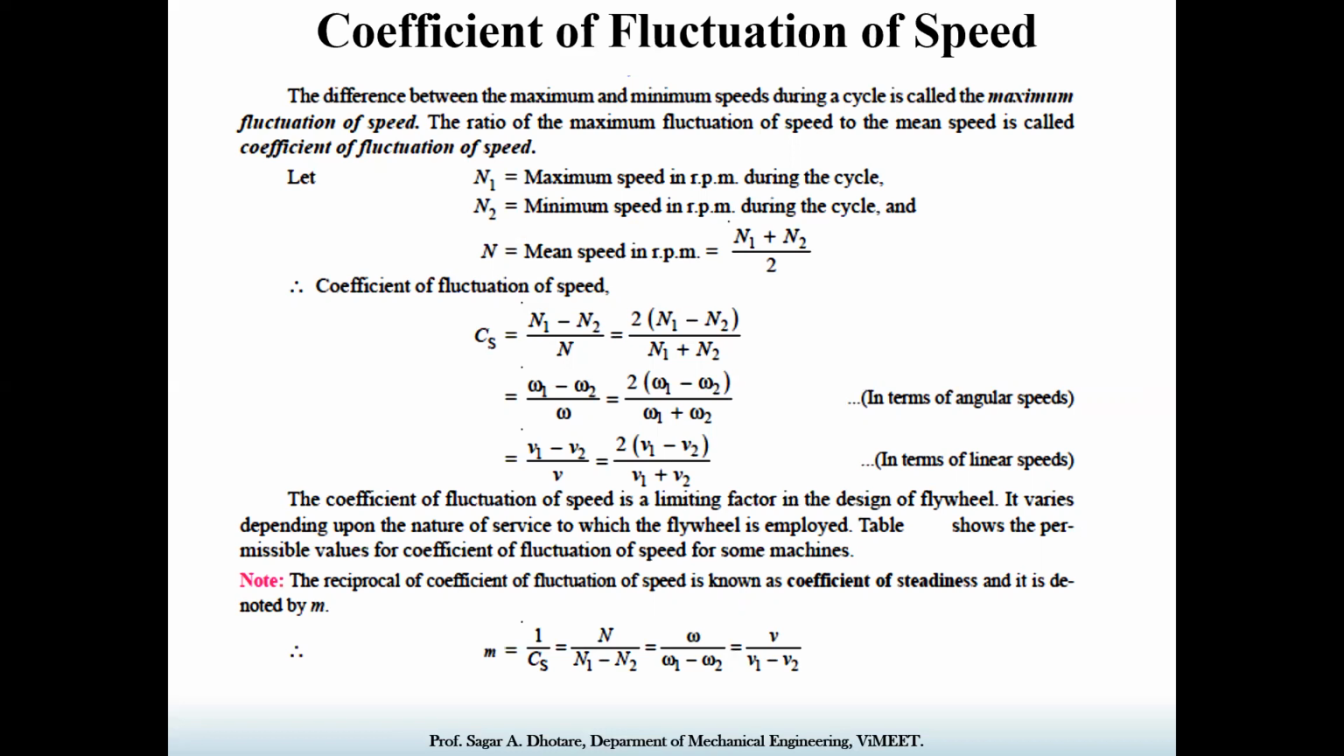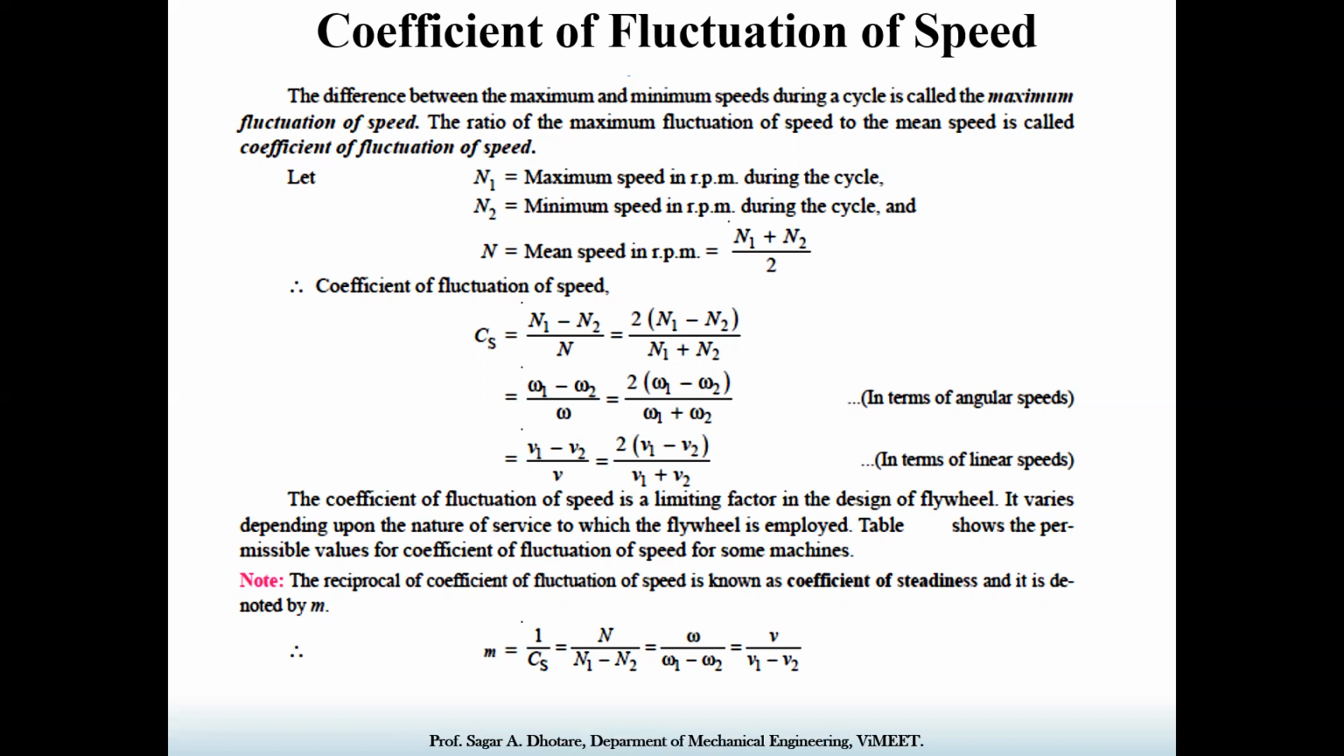So finally, how can we calculate it? The mean speed we can calculate as maximum speed during the cycle plus minimum speed during the cycle, divided by 2. That is nothing but the mean. Now the coefficient you can find out as (N1 minus N2) divided by N, or if you are considering angular velocity, then (omega 1 minus omega 2) divided by omega, or if you are going with linear velocity, (v1 minus v2) divided by v.